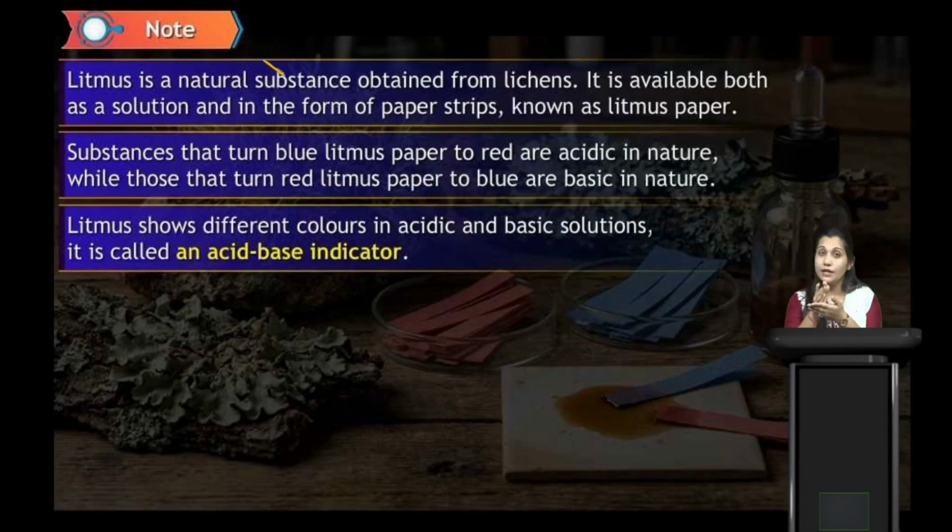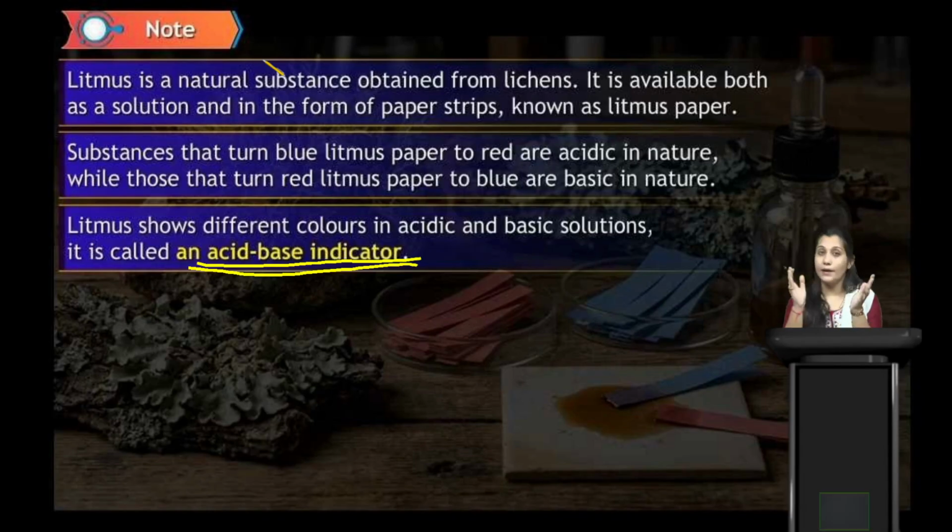Okay. And here, with the help of litmus paper also, we identified that this substance is acidic and this substance is basic, because acidic substances turned red and basic substances turned blue. So we were able to identify the acidic and the basic substances with the help of litmus paper. So that's why litmus is called an acid-base indicator.